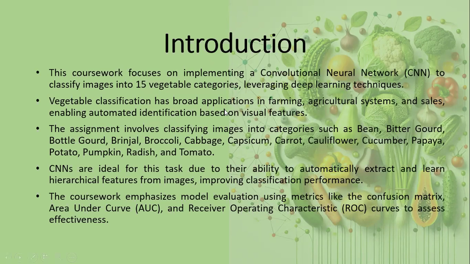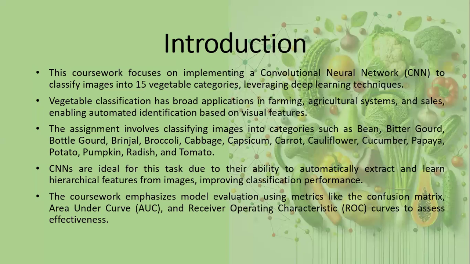When it comes to the introduction, vegetable classification is one of the fundamental tasks that aims to automatically identify vegetables from visual inputs, such as specific features of each vegetable category. Here I'm focusing on 15 vegetable categories, leveraging deep learning techniques. Vegetable classification has broad application in farming, agricultural systems, and sales, enabling automated identification based on visual features.